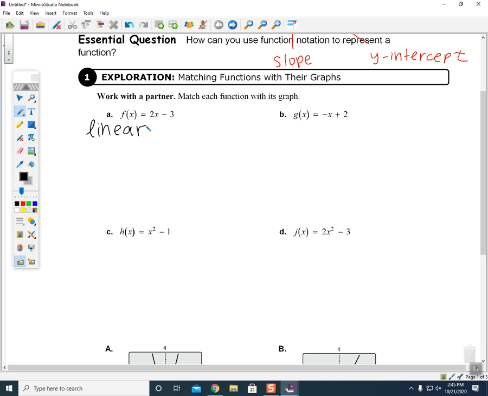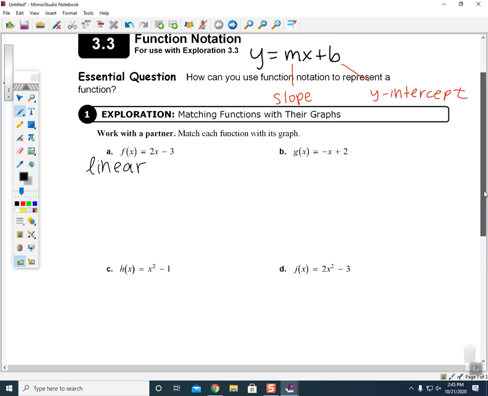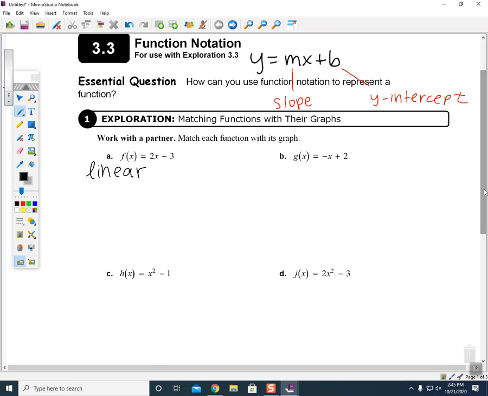The second piece of information that I need then is where is this going to cross the y-axis? Well, I have my equation of y equals mx plus b, right? And if you notice, it's plus b, but I have a negative number here. So my y-intercept is negative 3. It's going to cross the y-axis at negative 3. So when I look for a graph, I need to look for a graph that is a line, and I need to look for a graph that crosses the y-axis at negative 3.